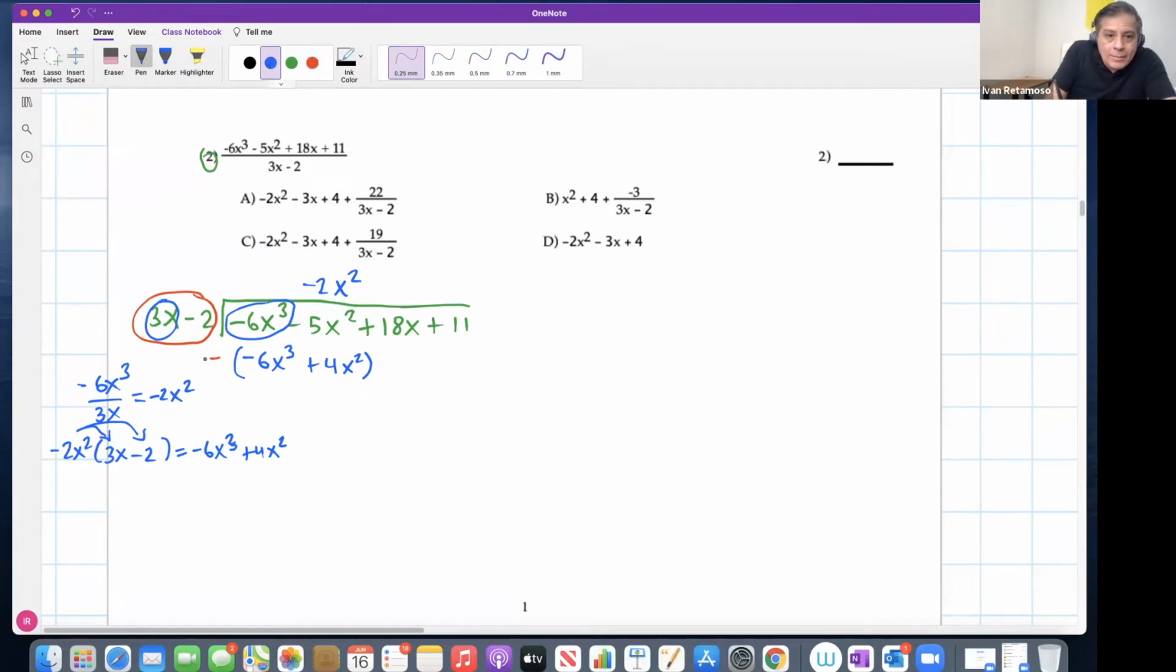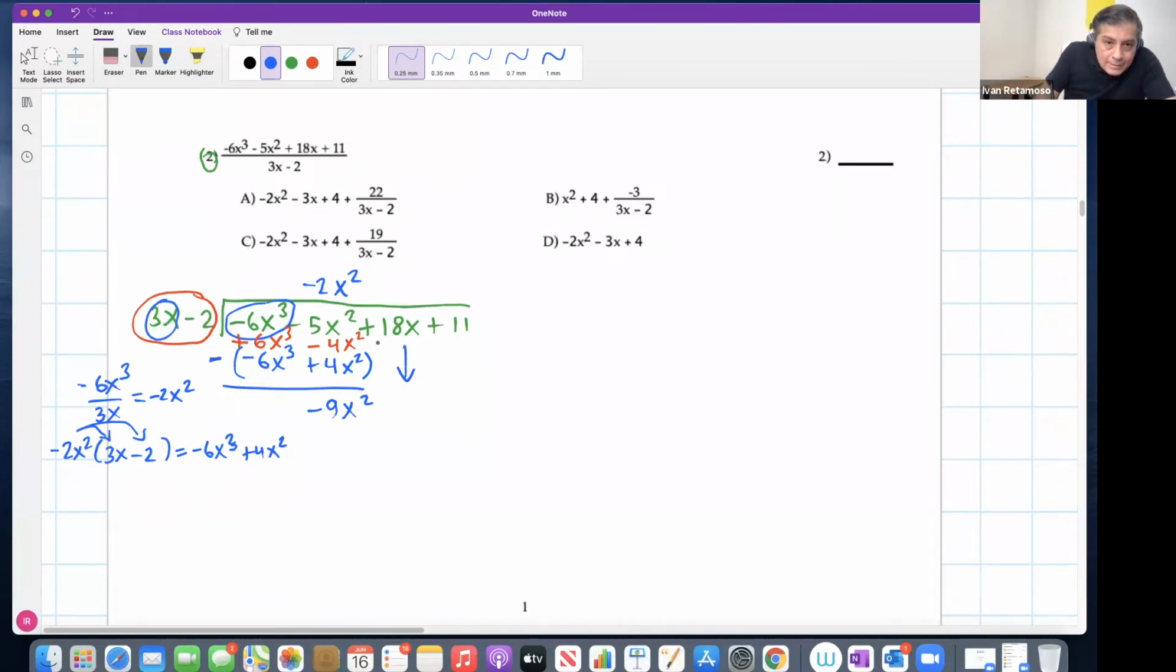Yes, now you have to subtract. But I said to you guys, I help myself by distributing the sign separately, so I don't get confused. So this will be plus 6x cubed, and minus and plus, minus 4x squared. Forget about this, I just do this 0 here, minus 5x squared minus 4x squared, minus 9x squared. Great.